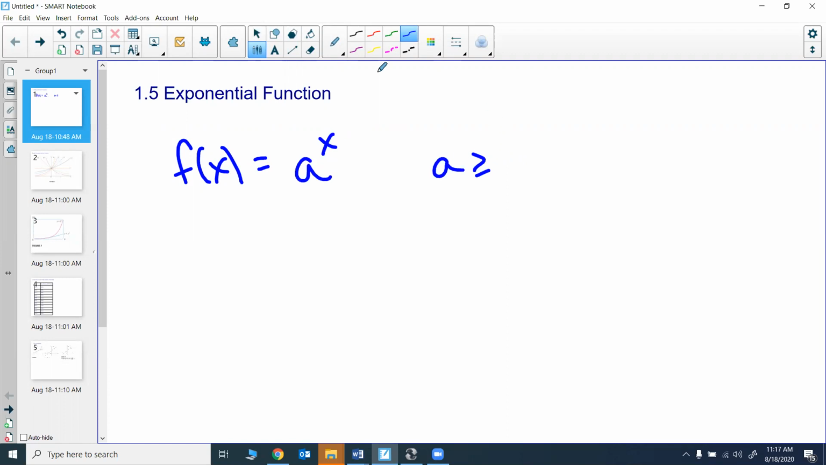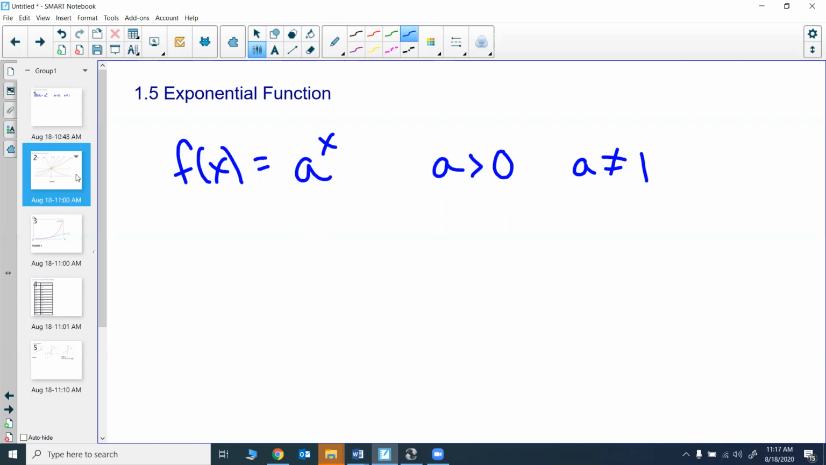Bigger than 0. I'm sorry. It's not bigger than or equal to, it's bigger than 0. That's what I said. Bigger than 0, and a cannot equal 1. The main reason a can't equal 1 is because then you'd have 1 to the x, and 1 to the x is always 1, so that's kind of boring. So we don't worry about that. But this is what a basic exponential function looks like. A is known as the base. The base has to be greater than 0, and it has to be not equal to 1.